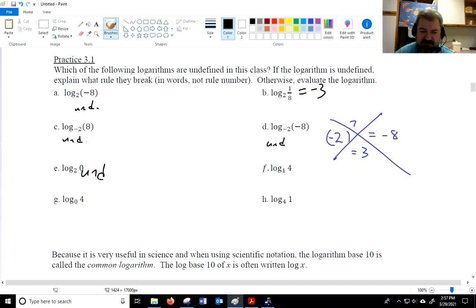We also do not take the log of 0. We do not use a log base 1. This one, I think you can imagine, is completely impossible. 1 to any power is 1, so you can't raise 1 to a power and get 4. That doesn't work, right? The log base 0, no, that's undefined. Log base 4 of 1, what about that? Well, that is possible. The log base 4 of 1 is 0. 4 to the 0 power is 1.